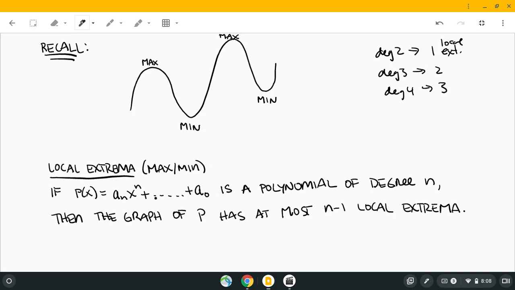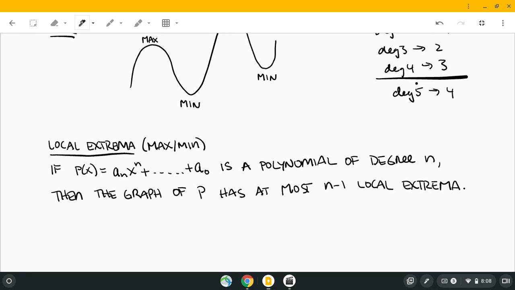So we know that this polynomial here is not a degree 2 polynomial. It's not a degree 3 polynomial. It's not a degree 4 polynomial. However, degree 5 would have 4. So 1, 2, 3, 4. So this could be a degree 5 polynomial. Okay. All right. Let's take a look.